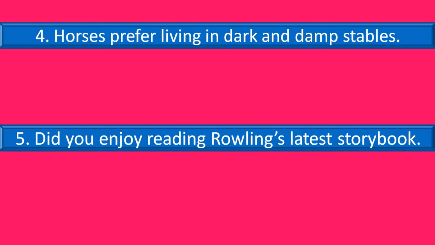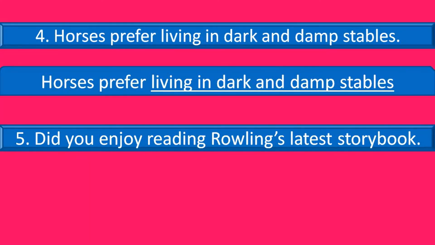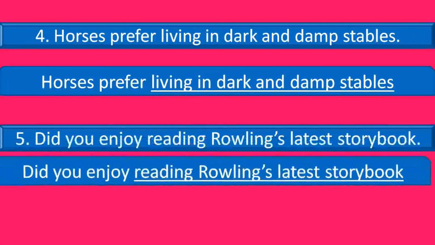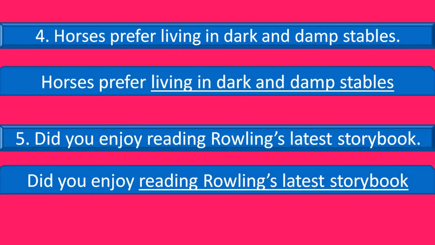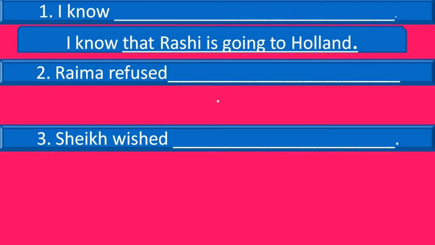Horses prefer living in dark and damp stables. Answer is living in dark and damp stables. Did you enjoy reading Rowling's latest storybook? Answer is reading Rowling's latest storybook. Next question. Fill in the blanks with noun phrases. I know Dex. Answer is I know that Rashi is going to Holland.